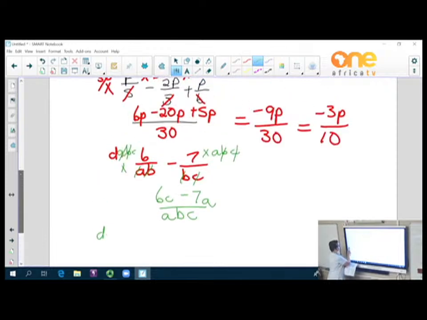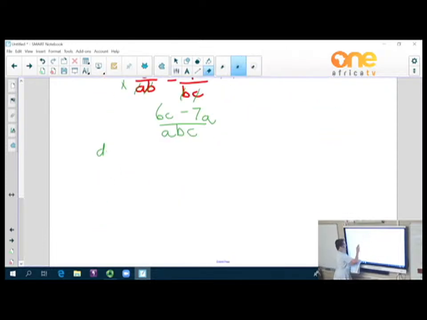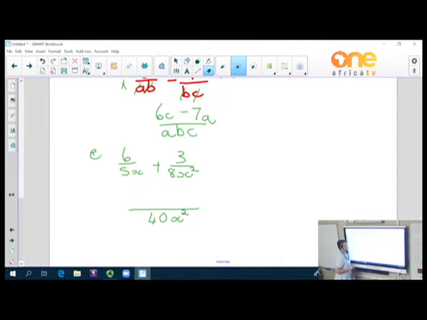That was number D. Now we're looking at number E. 6 over 5x plus 3 over 8x squared. LCM, LCM. So what do you need? For the 5 and the 8, it will be 40. And the lowest power is x squared. I don't need x to the power of 3 because it's the lowest common multiple. So you multiply here with 40x squared, and I multiply here with 40x squared.